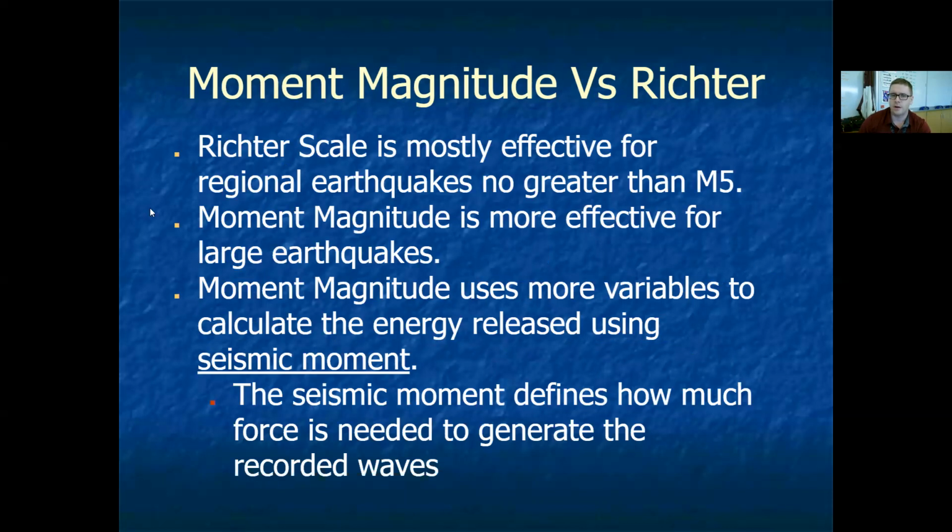Again, this slide just hits some key points. The Richter scale is effective for localized regional earthquakes, no larger than 6.0 magnitude. The moment magnitude scale is much better at larger earthquakes because it uses more variables to calculate the energy released during that seismic moment. I have that word underlined and it's on our study guide as a vocabulary word. I'm not necessarily going to test you on it, just add it to your vernacular so you expand your common knowledge. That's how much force is needed to generate the recorded waves that we see on seismographs. So, how much force is generated. Just another fun little science term to throw around.